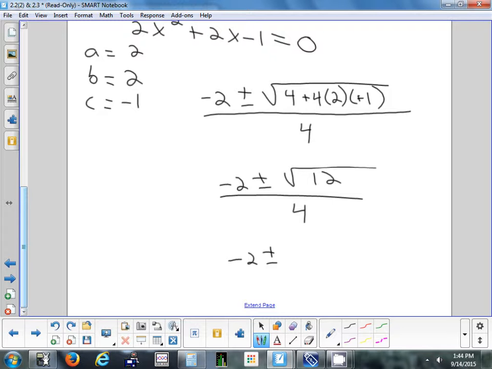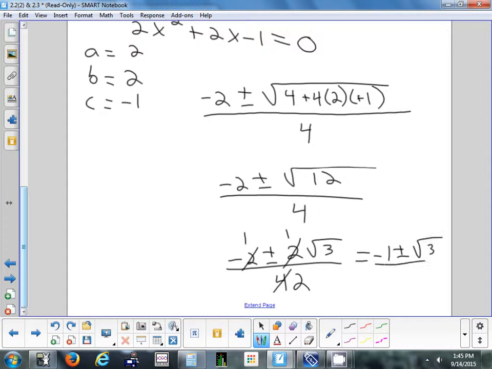Okay, square root of 12, how can we reduce that? It can be reduced to 2 square roots of 3. Good. And what can you divide each one of those numbers by? Yeah, they're all divisible by 2. Okay, so the final answer is negative 1 plus or minus square root 3 over 2. Usually we only use the quadratic formula when we can't factor it, because we're going to get a messy answer.